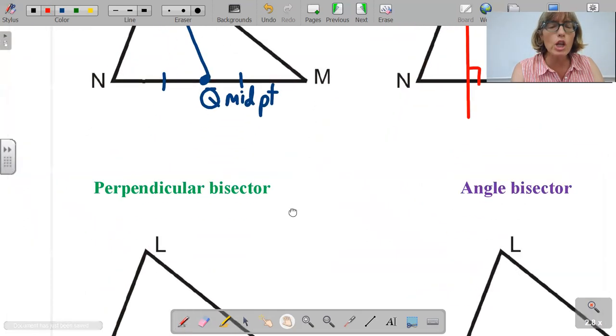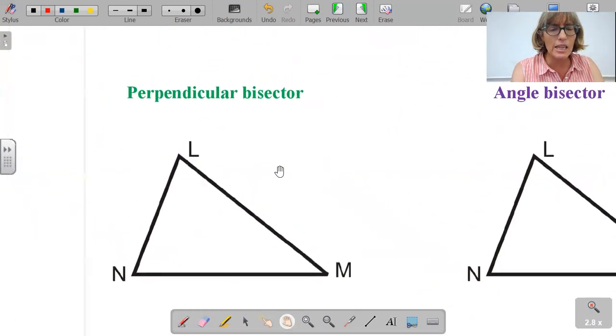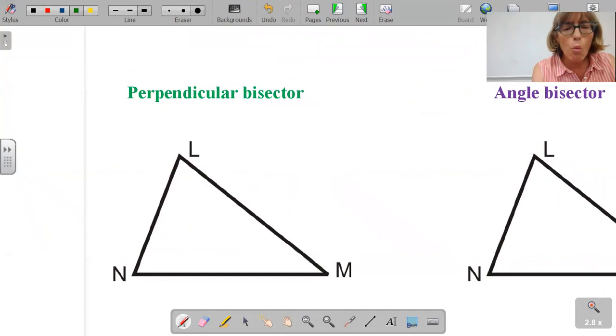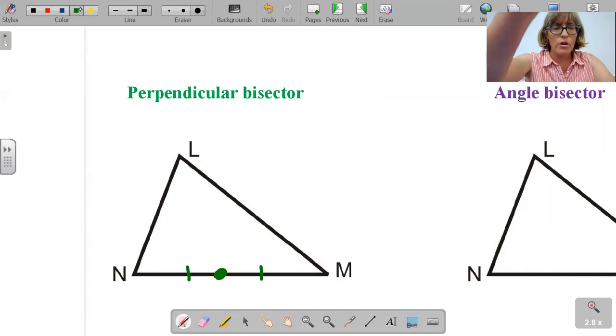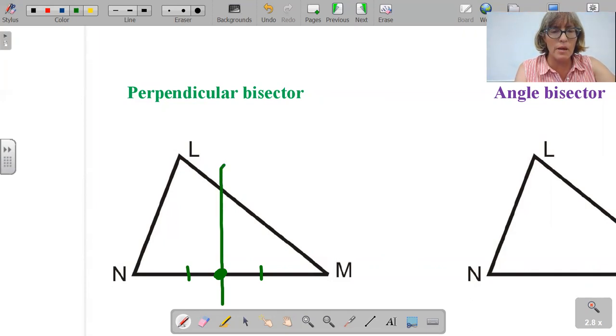A perpendicular bisector does exactly those 2 things. 1, it's a bisector, which means it's a segment that goes through a midpoint. 2, it's perpendicular, which means creates a right angle. So a perpendicular bisector is a segment that bisects a segment and makes a right angle. Notice it doesn't necessarily go through the vertex.